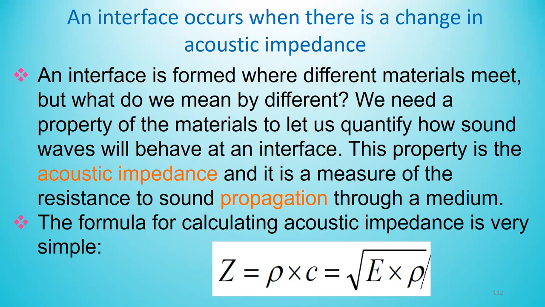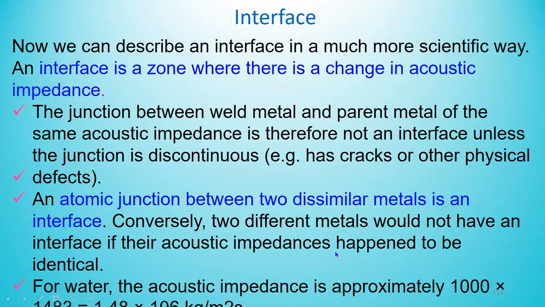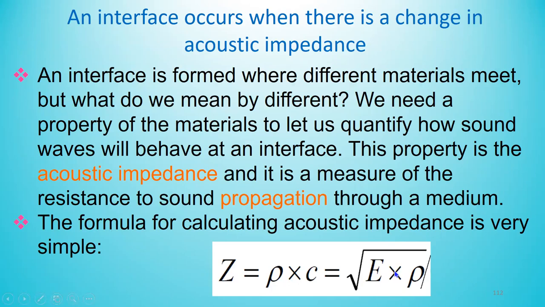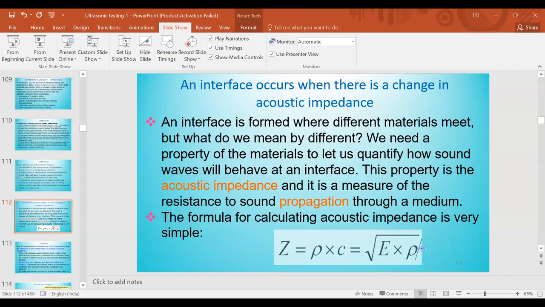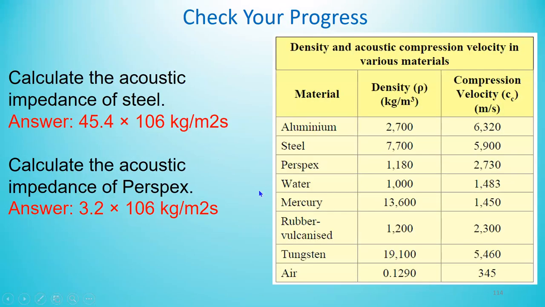The formula for calculating acoustic impedance is very simple. Z equals rho into velocity, or rho c, as you are taking. Calculate the acoustic impedance of the steel. You can calculate rho times c, so 45.4 into 10 to the power 6.